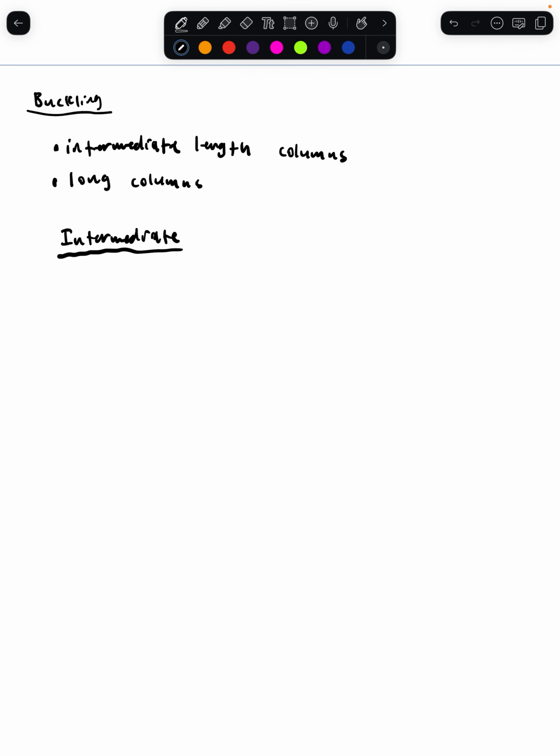So first off, how do you tell if it's an intermediate or long column? There's a thing called the slenderness ratio, which is the length of the column divided by the radius of gyration. The handbook just calls this R. I'm going to call it RG, just so it doesn't get confused with radius. And that radius of gyration is the square root of the area moment of inertia divided by the area.